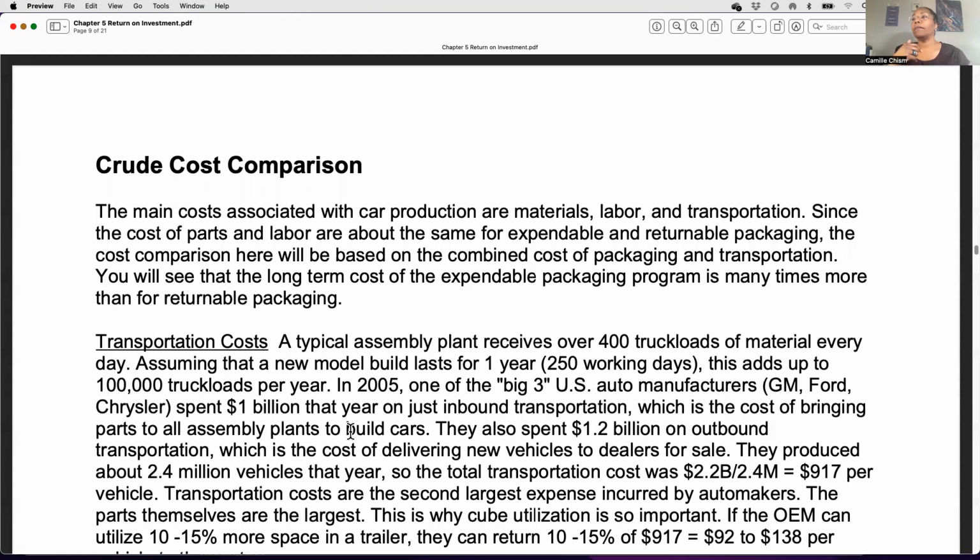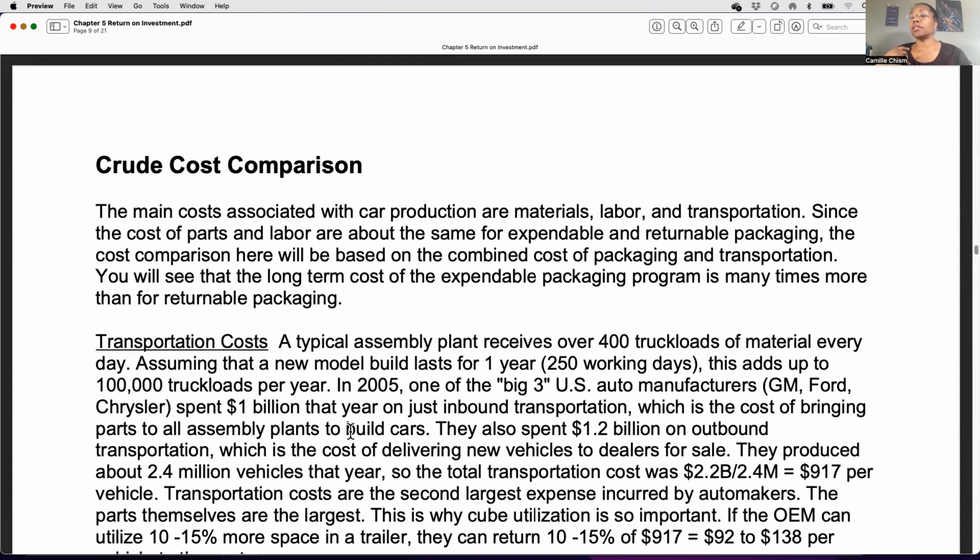The auto manufacturer spent about $1 billion on transportation alone, and this was 2005. So this is well before the pandemic and transportation costs went up. This was well before the shortage of drivers, which started significantly increasing costs probably around 2016 or so. So, you know, that was back then.